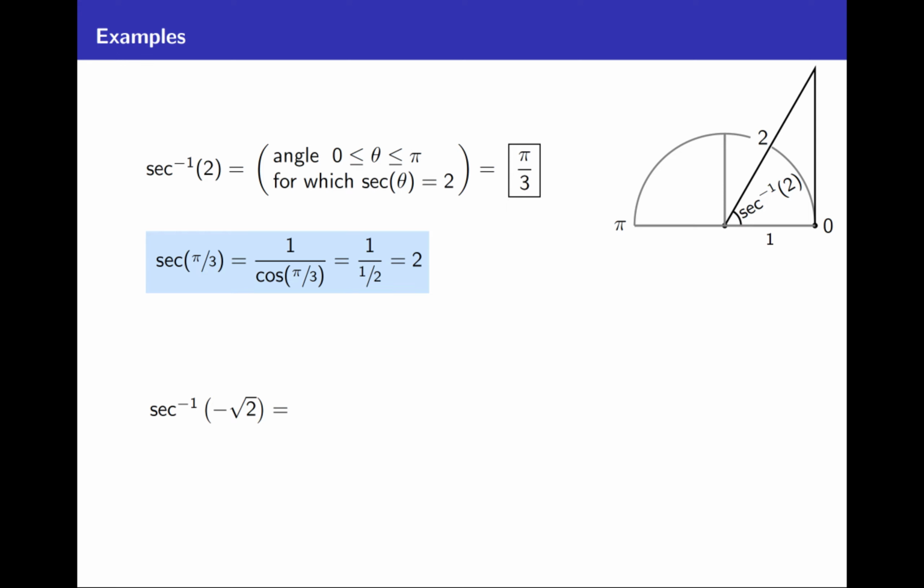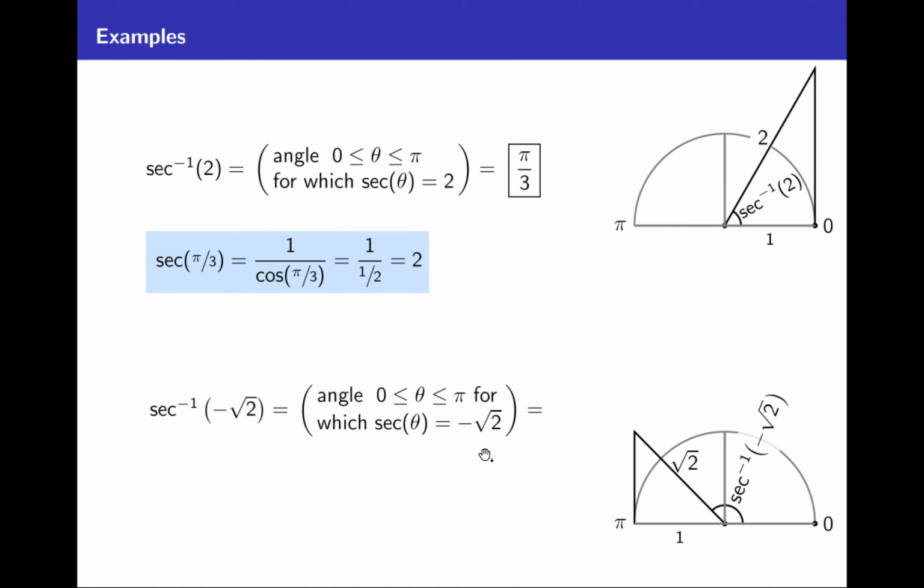Let's try another one, secant inverse of minus square root of 2. Now here, the argument we're plugging into secant inverse is negative, so we're going to draw our picture with the triangle on the other side. So secant inverse of negative square root of 2, by definition, is the angle theta between 0 and pi, for which secant theta equals negative square root of 2.